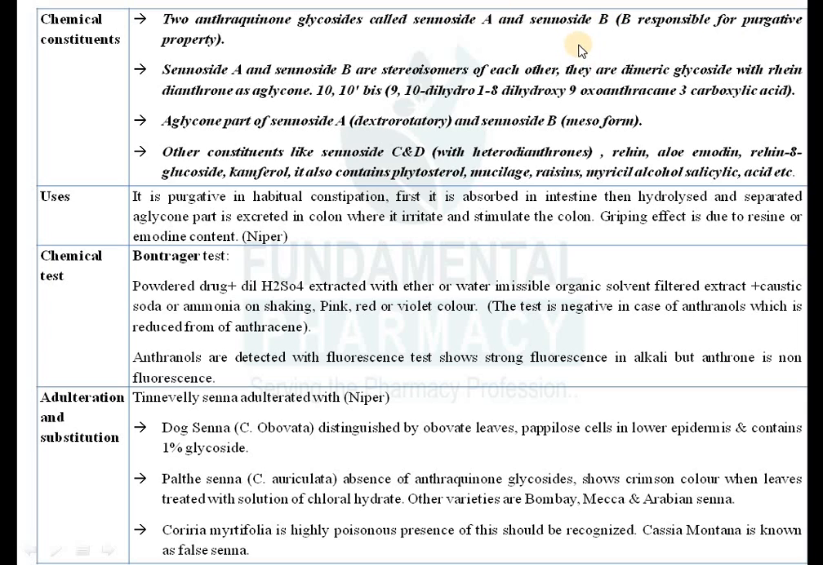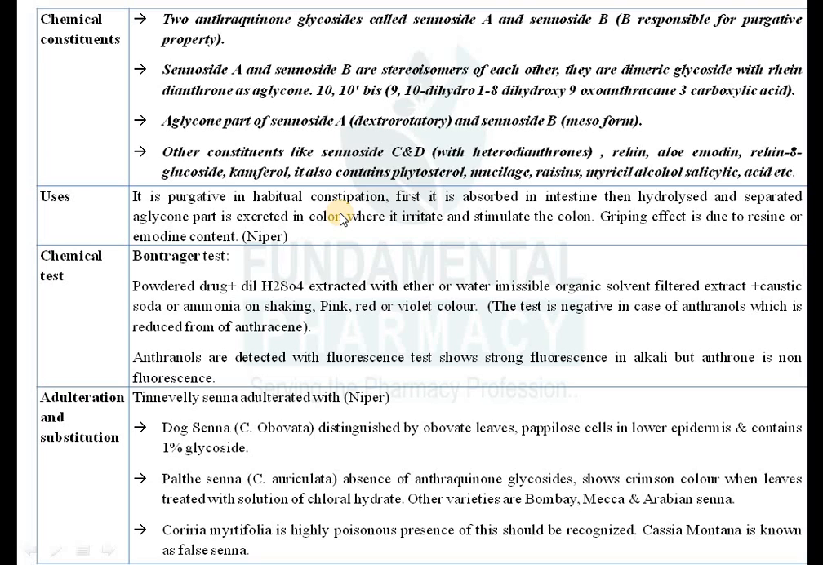So remember sennoside B, then stereoisomers, then its stereochemistry. They can ask you a question like that: what is the stereochemistry of sennoside B? So it is a meso. What is the stereochemistry of sennoside A? It is a dextro, right? Likewise, they can ask questions on this. Now, what is the use of this senna plant? So it is a purgative in habitual constipation. It is a purgative in habitual constipation.